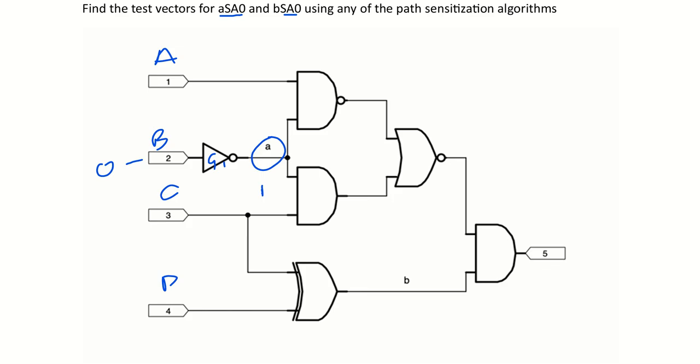Then, we are supposed to find the test vector. So the thing is, we are supposed to propagate this error forward, all the way through the circuit up to the outputs. And that's the main challenge here.